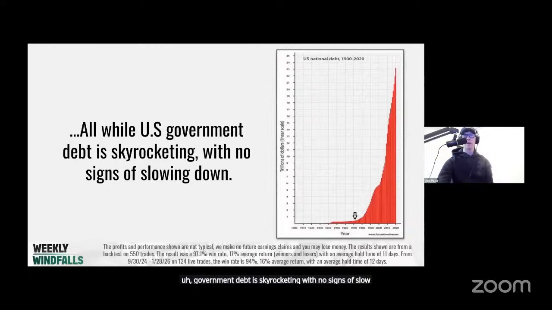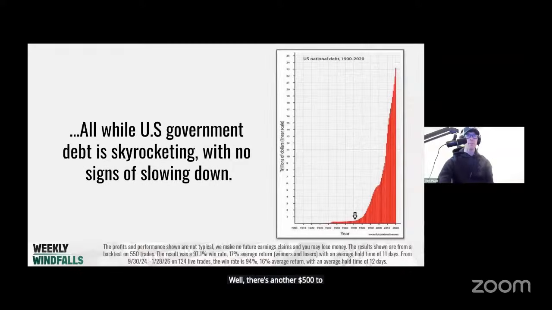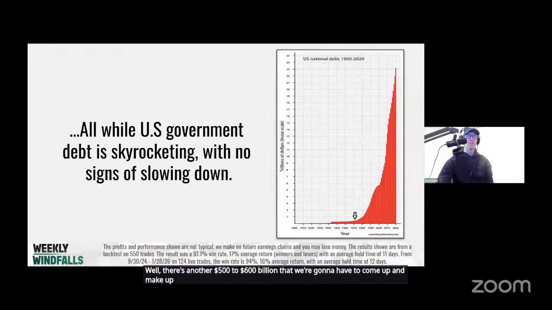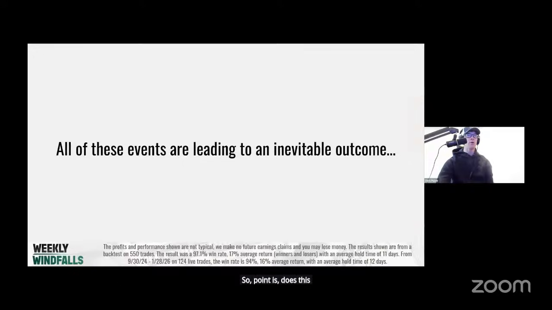We have a partial shutdown right now. We had the longest shutdown in history last year. The government just continues to spend money. If the Supreme Court rules that tariffs are unconstitutional, well, there's another $500 to $600 billion that we're going to have to make up for, or just keep spending and run our deficits even hotter. So the point is, does this lead to an inevitable outcome?